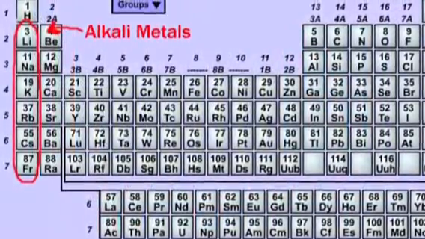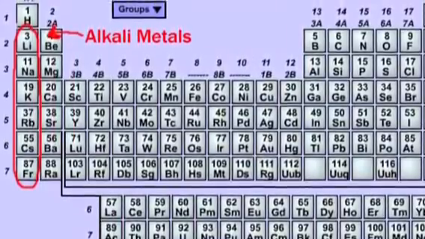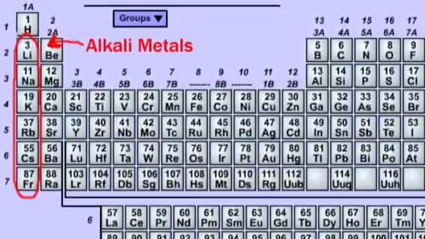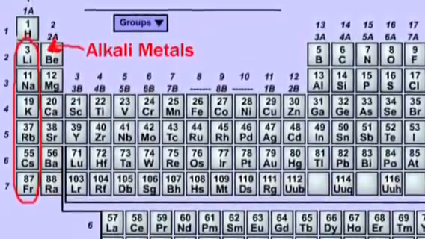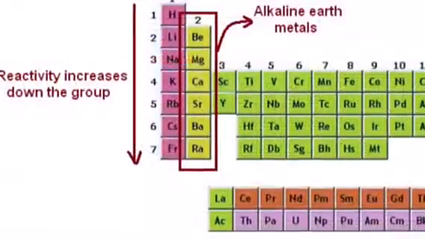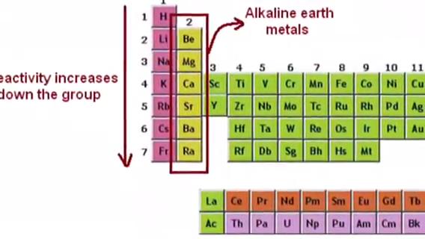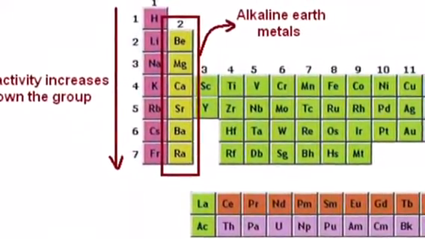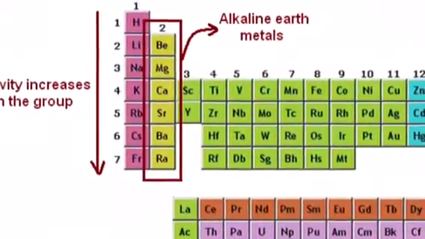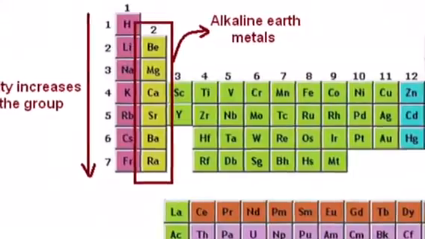Alkali metals are chemical elements found in group 1 of the periodic table. The alkali metals include lithium, sodium, potassium, rubidium, cesium, and francium. The alkaline earth metals are 6 chemical elements in column 2 of the periodic table. They include beryllium, magnesium, calcium, strontium, barium, and radium.